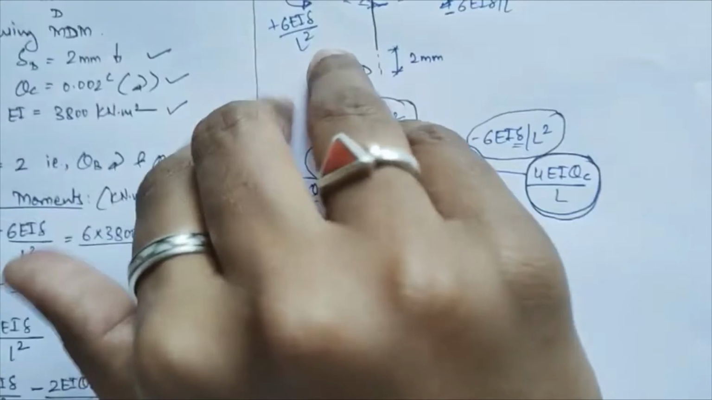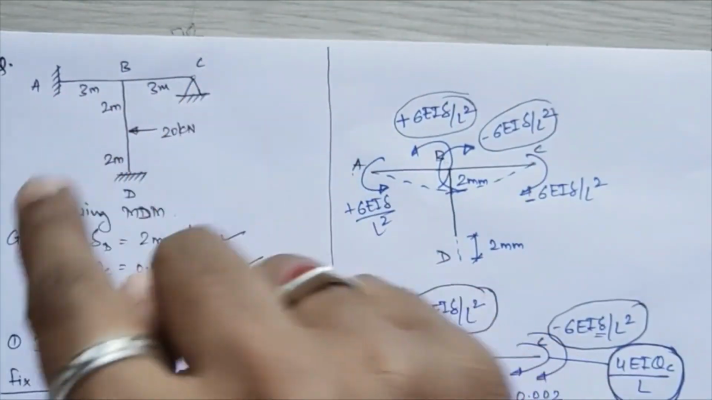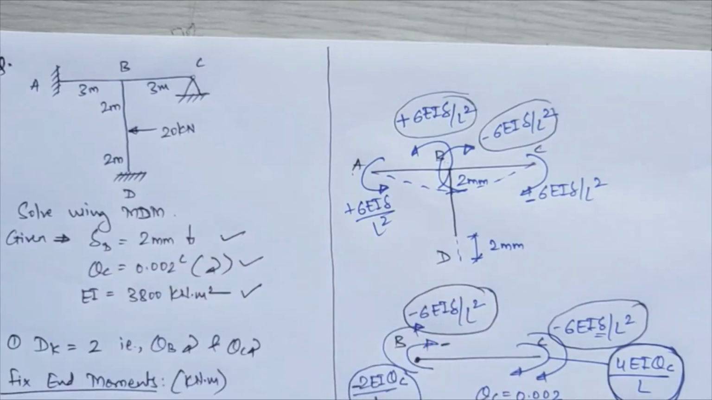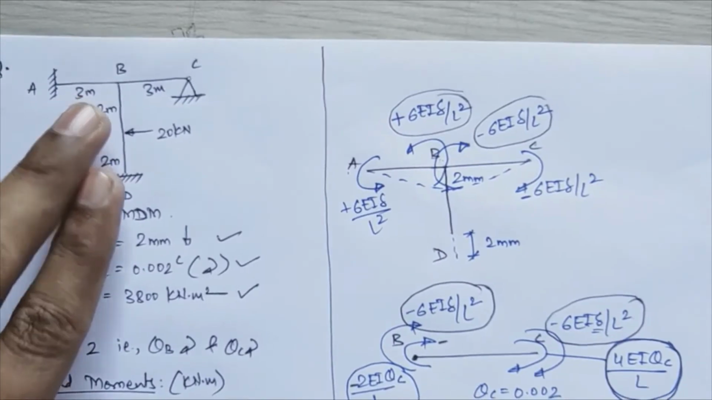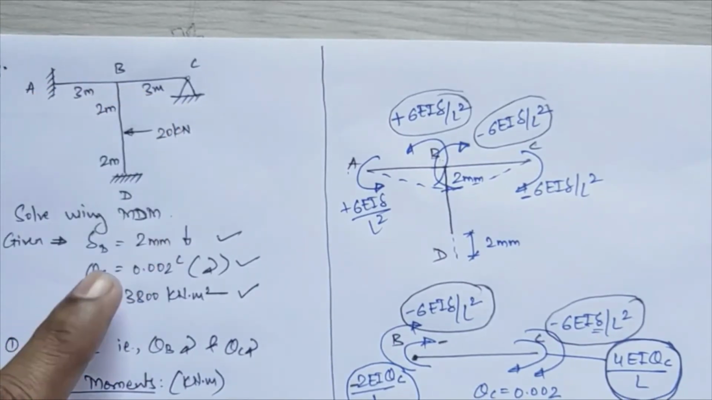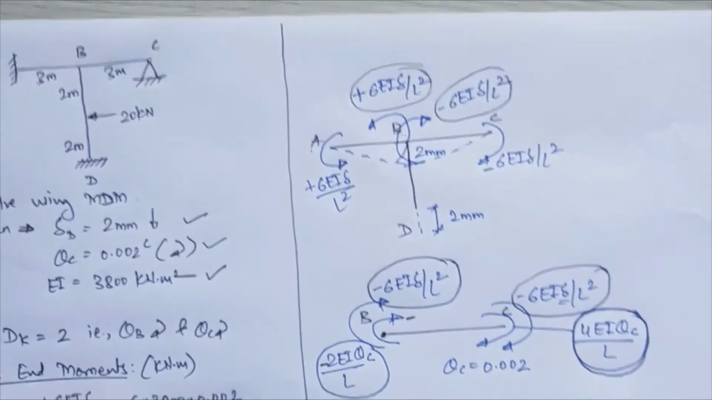Okay, if loading is given over here and no sinking support conditions are provided, then what will happen? Directly your fixed end moments will be calculated as per the loadings. If no loading is given and these conditions are also not provided, then what will happen? Directly your fixed end moment value will remain 0. Okay, so remember this thing.